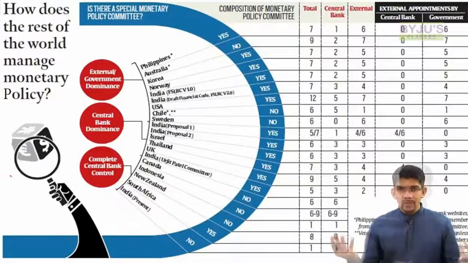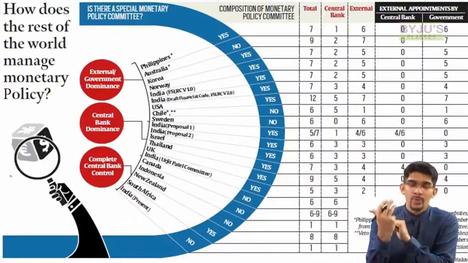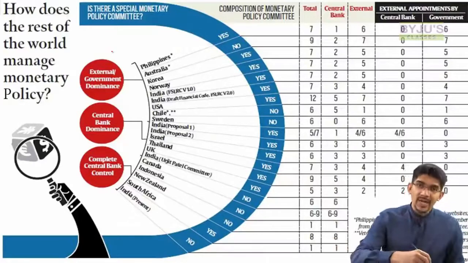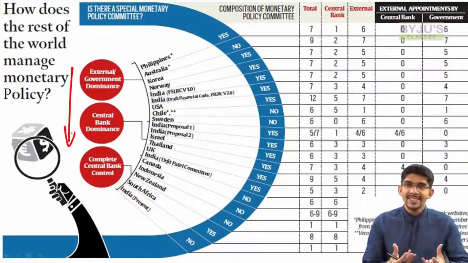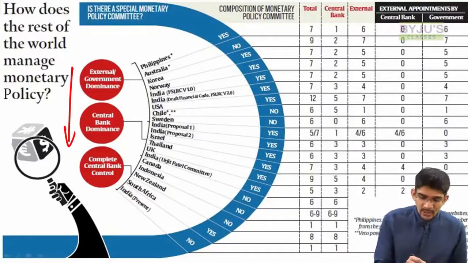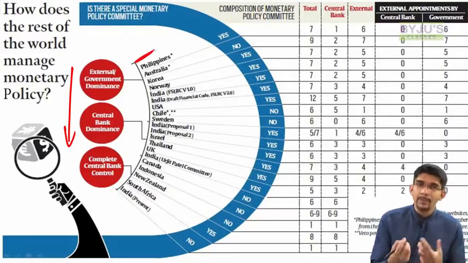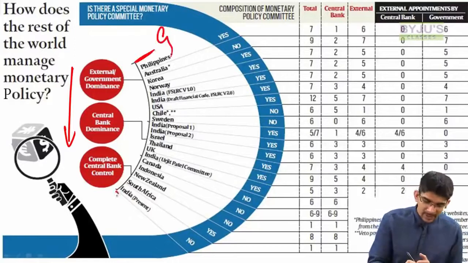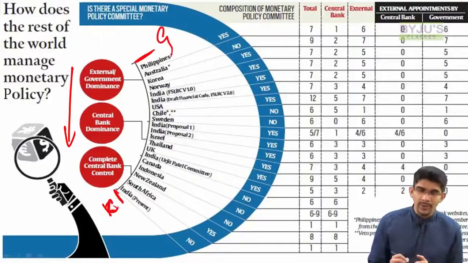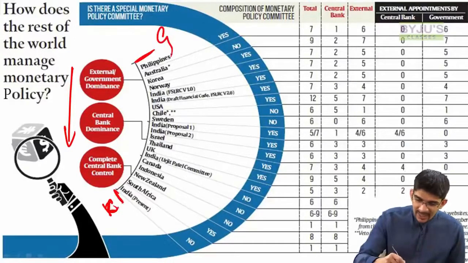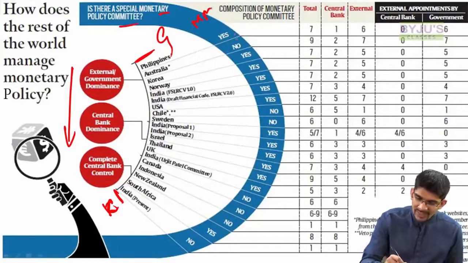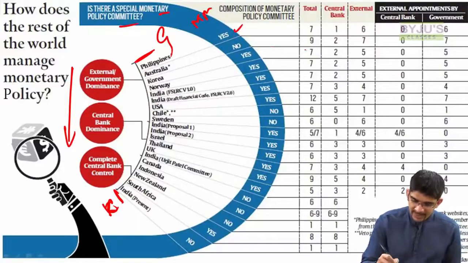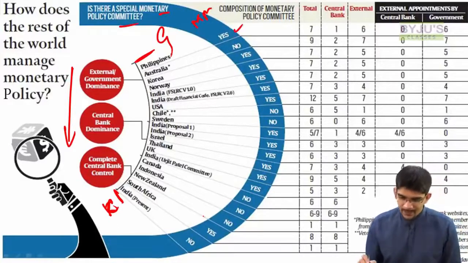Now let's look at the rest of the world. How does the rest of the world deal with monetary policy? Now here the continuum is like this. As you go from here to here, central bank power increases. So here, at this point, it's almost complete government control. At this point, it's almost complete central bank control. So as you can see, a lot of these aspects, do they have a special monetary committee? Is there an MPC or not? You can see sometimes it's yes, sometimes it's no. In fact, throughout the spectrum, there are a lot of yeses and noes.